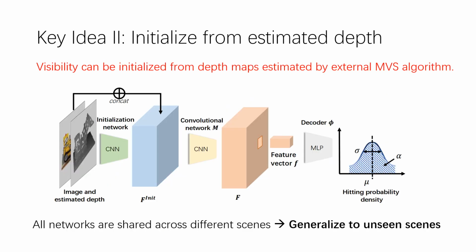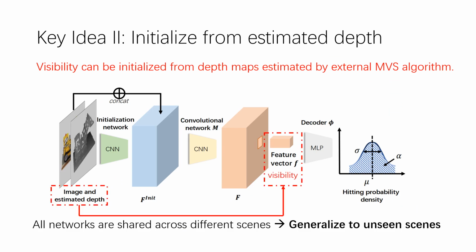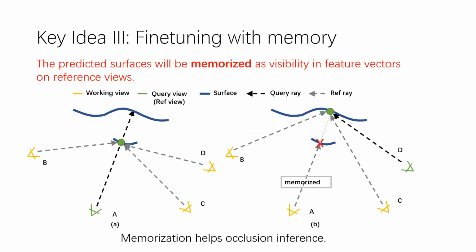Since the visibility of reference rays is highly related to the depth of this reference view, we can initialize all trainable feature vectors from the depth estimated by an external MVS algorithm like COLMAP. With initialized feature vectors, our neural ray representation can be directly constructed on an unseen scene with a single forward pass of all shared networks, and directly be used for rendering. After the initialization, neural ray representation can be fine-tuned on a specific scene.